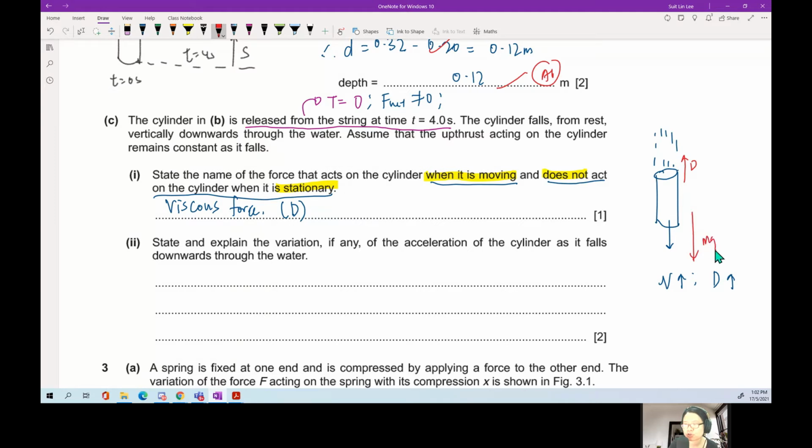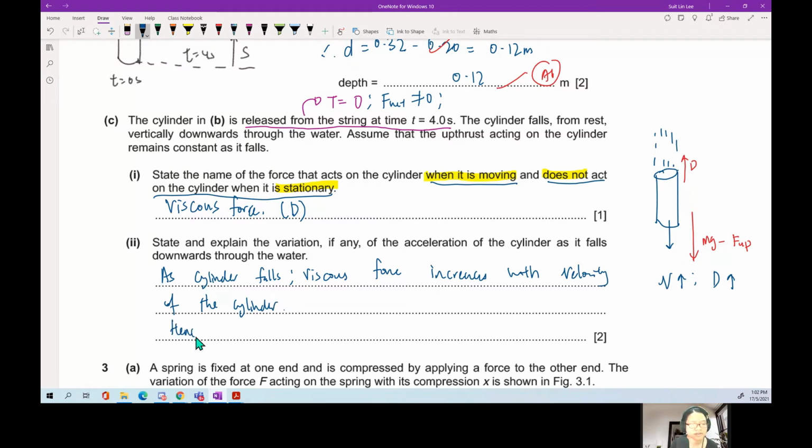Mg minus upthrust will be in this direction. Okay, so what I'll say is just, as the cylinder falls, viscous force increases with the velocity of the cylinder. Hence, your net force decreases. And because of this, link back to acceleration.